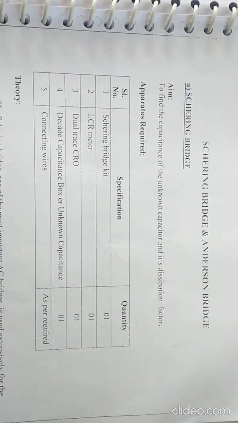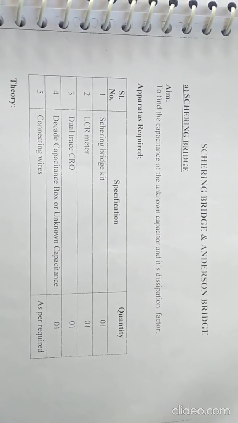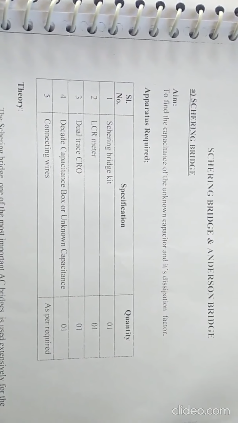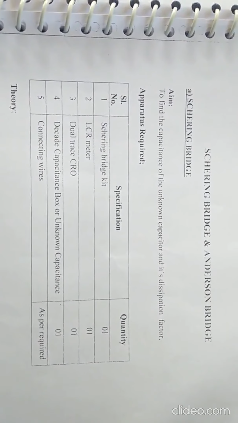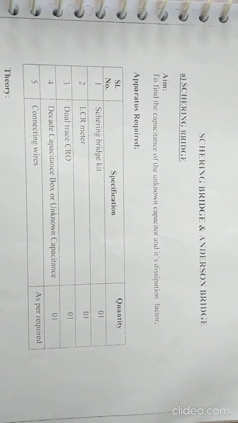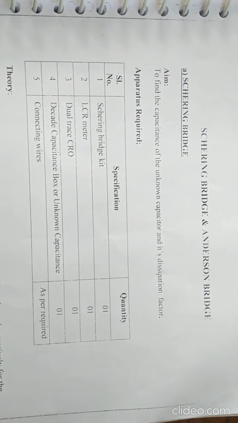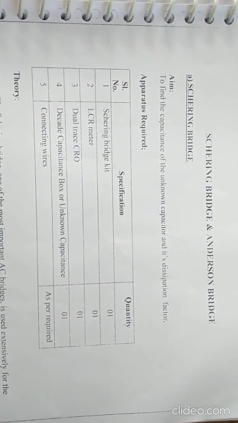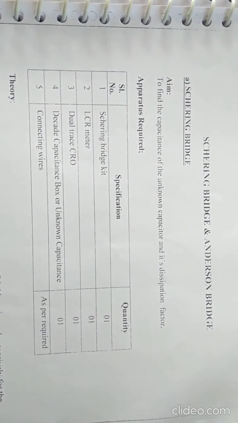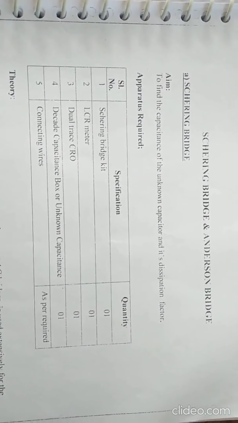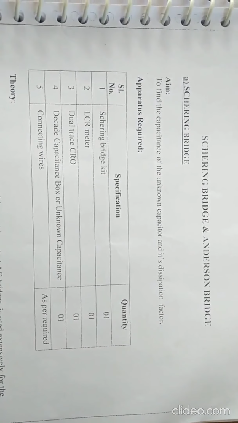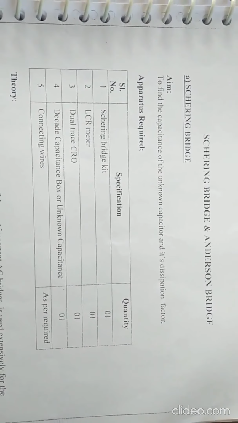By using different instruments. Okay, normally we will measure by using ammeter, voltmeter and rheostats, but here we will use application oriented parameters. Okay, so basically these are AC bridges, and measuring of capacitance and inductance comes under AC bridges. Those are Schering Bridge and Anderson Bridge. Schering Bridge is to find out the capacitance of an unknown capacitor and its dissipation factor.